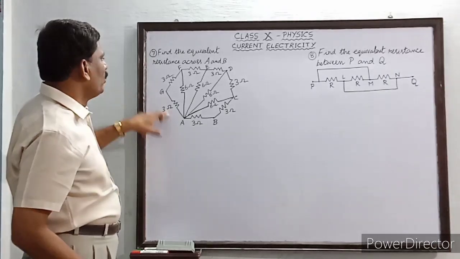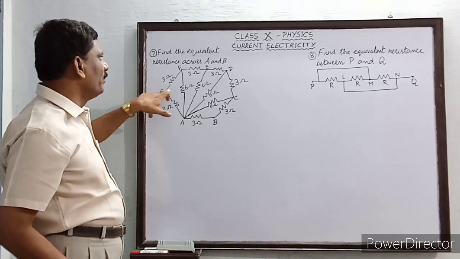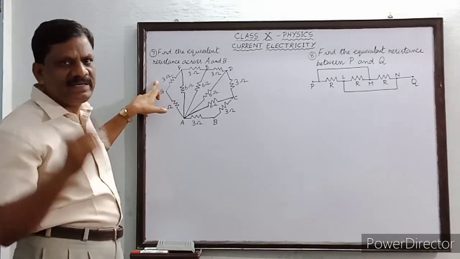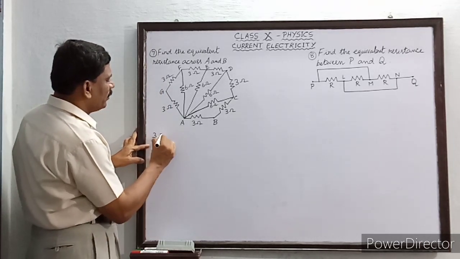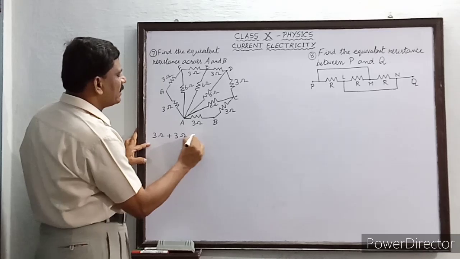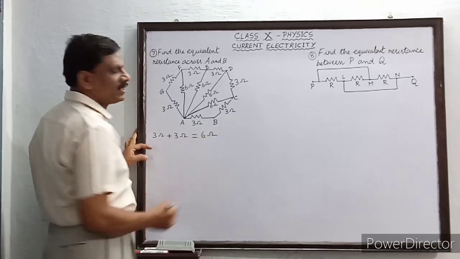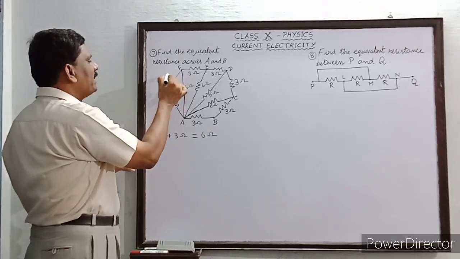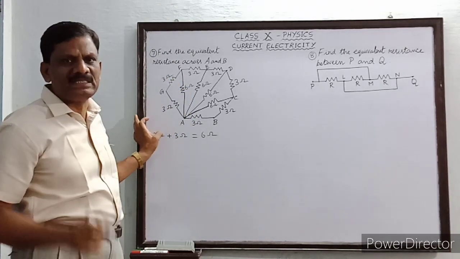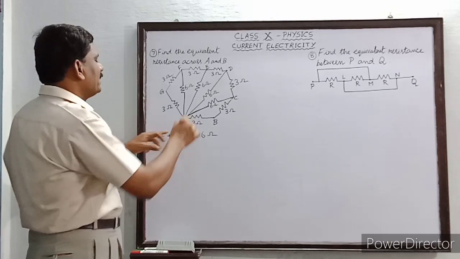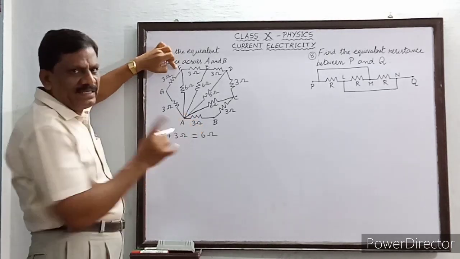So this 3 ohm and this 3 ohm between G and F are in series combination, is it not? So this 3 ohm plus 3 ohm is equal to how much? 6 ohm. So I can replace these two resistors by a single resistance of 6 ohm, and that is between the points A and F.